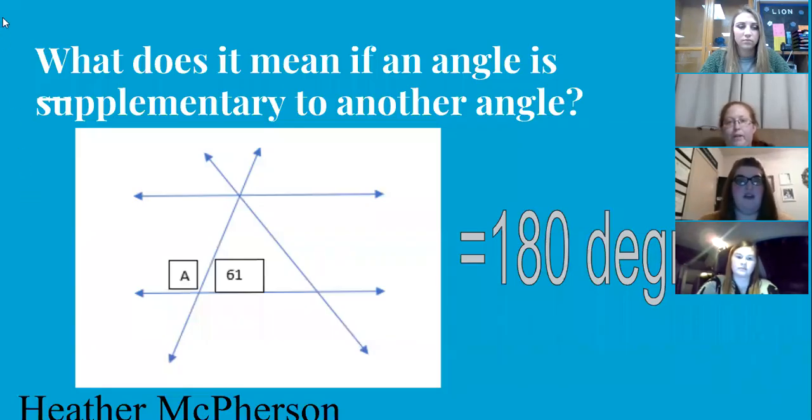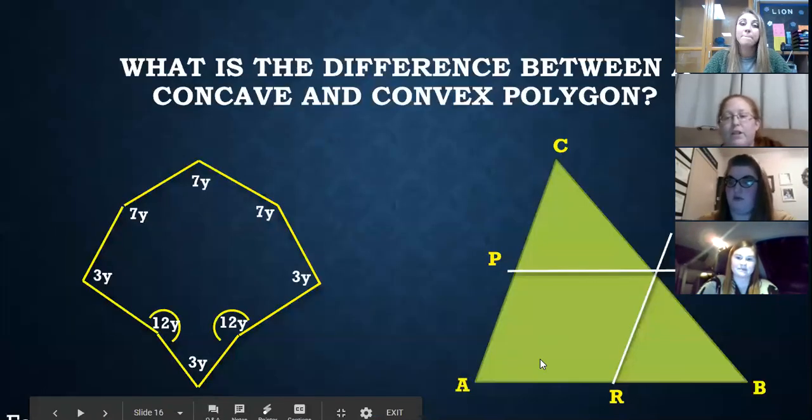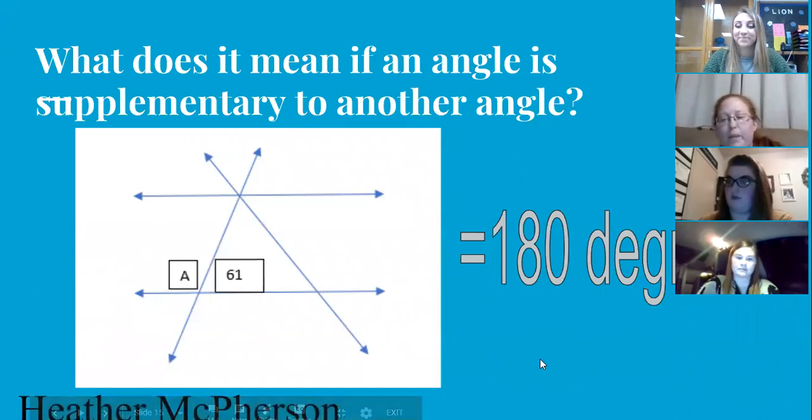Hey Heather, what does it mean if an angle is supplementary to another angle? Next question. Faith just hit on this a little bit, but I'm going to use a different example. When you look at this, you've got two parallel lines with a transversal line, so you've got angles everywhere. You have to know that a supplementary angle, like Faith said, equals 180 degrees.